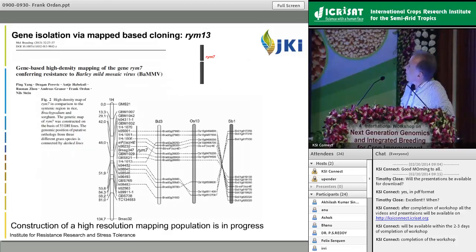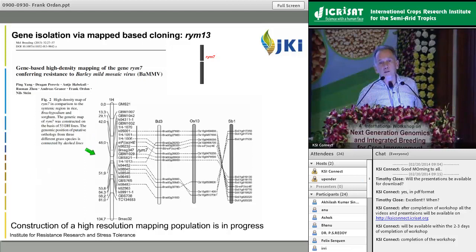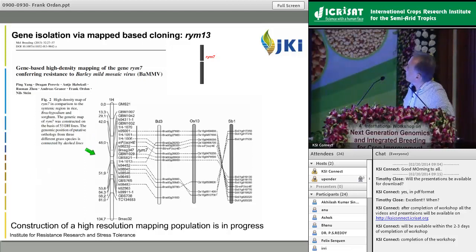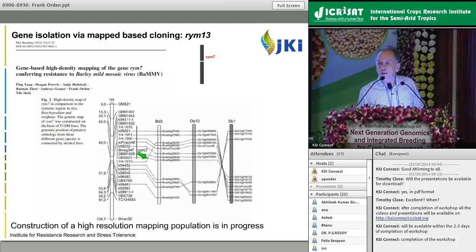At present, we are also conducting isolation of the RYM7 locus, which is exclusively efficient against Barley mild mosaic virus. Here we used a different approach. In a very small DH population, we first mapped this gene, and we conducted marker saturation using the genome zipper. At present, a high-resolution mapping population is in progress, where this gene is mapped in order to isolate it.